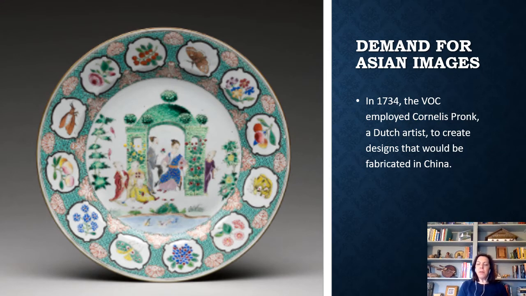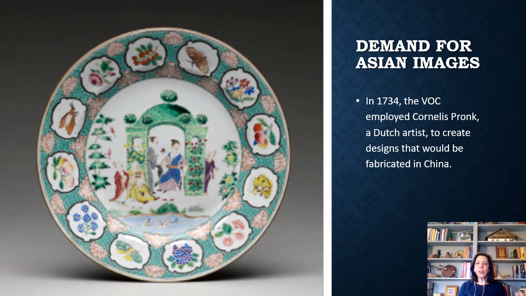And the VOC, which is the large Dutch trading company that more or less ran the world in the 1700s, they actually were really forcing this issue. So one of the things that they wanted, they specifically put an order in for Asian-looking themes with Asian-looking landscape, Asian-looking features, Asian-looking fruits and animals. So they were really all in on, hey, let's bring something unique, something exotic back to our countries.